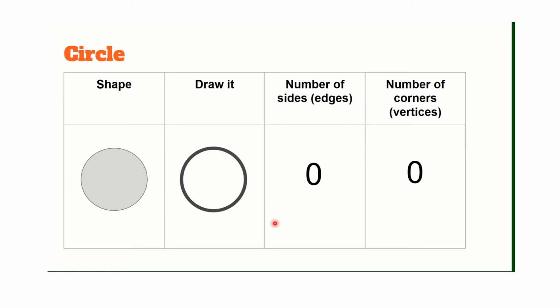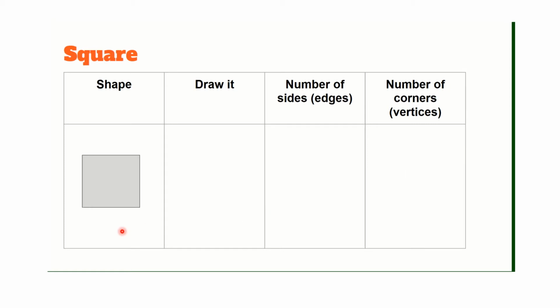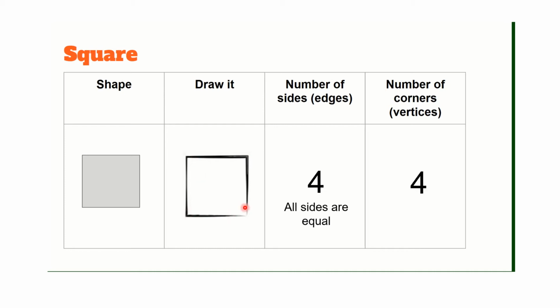Let's get to the next shape. Our next shape is a square, very similar to a rectangle. But the one thing that you have to remember about a square is that when you make the 4 sides, all 4 sides are equal. All of the sides are equal. So we have 1, 2, 3, 4 sides, and all of these 4 sides are equal. That means if we have 4 sides, let's see how many corners we have. 1, 2, 3, 4. That means we have 4 corners.